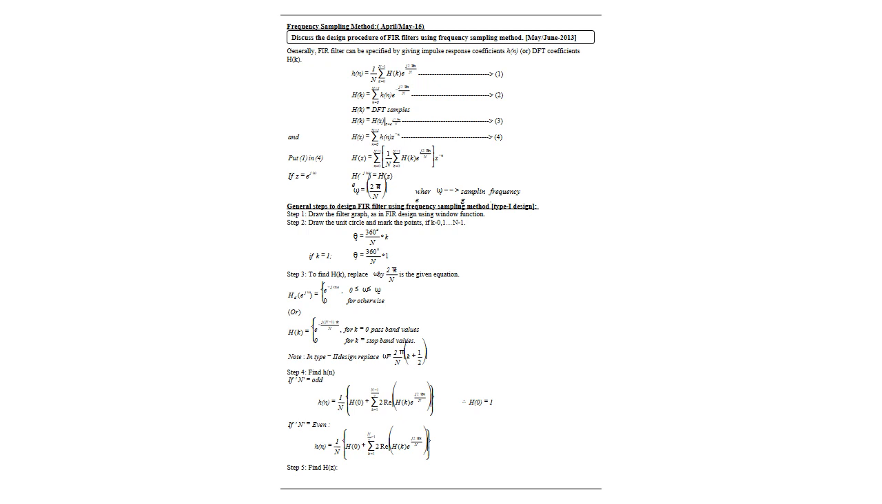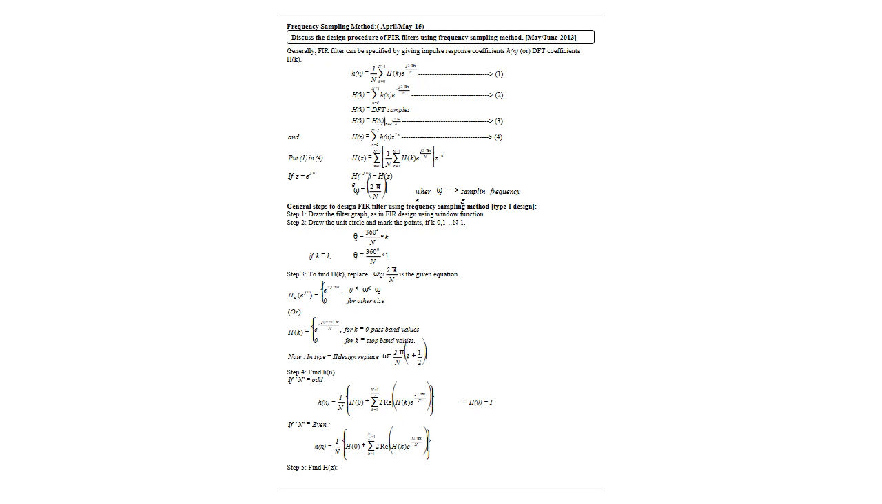So h of n is equal to 1 by N summation k equal to 0 to N minus 1 H of k e to the power of j 2 pi nk by N. So that is H of k is equal to summation n equal to 0 to N minus 1 h of n e power minus j 2 pi nk by N. So that is H of k is equal to DFT samples.